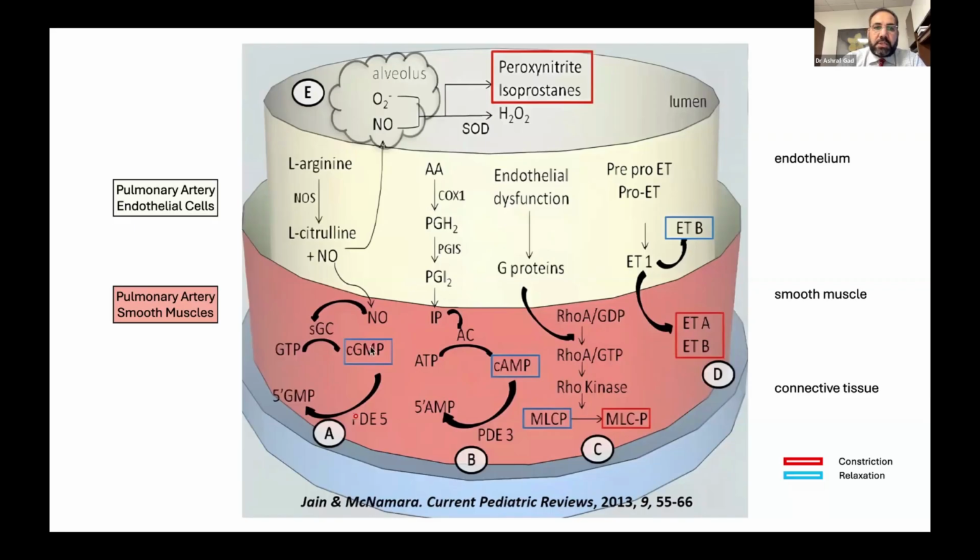Here, a quick example is the cyclic GMP that's driven at the end of the pathway of the nitric oxide, which is a naturally produced molecule in the endothelium. It is a naturally vasodilating molecule. Similarly, cyclic AMP. On the other side, the myosin light chain and the endothelin receptors oppose these actions. And we will talk later about what therapy we have that targets these molecules and these receptors.